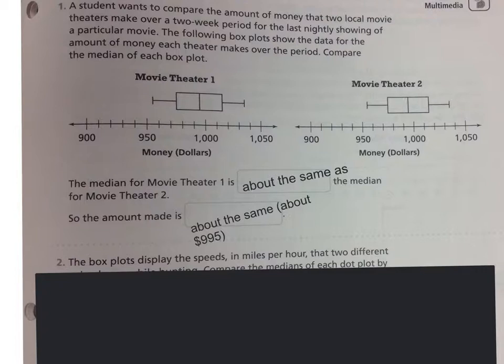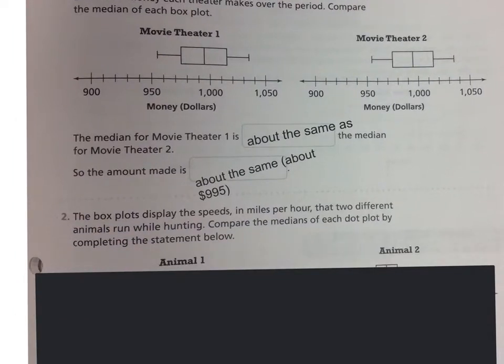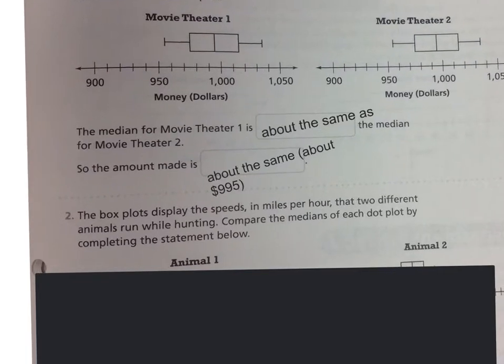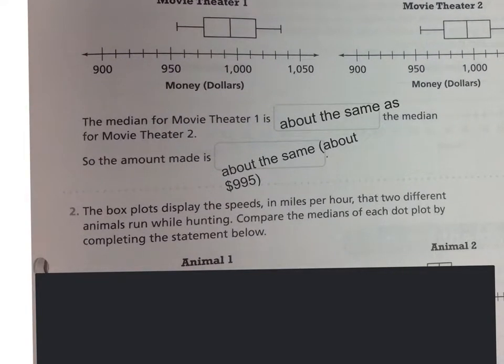Look at number 2. Box plots display the speeds in miles per hour that 2 different animals run while hunting. Compare the medians of each box plot by completing the statement below.